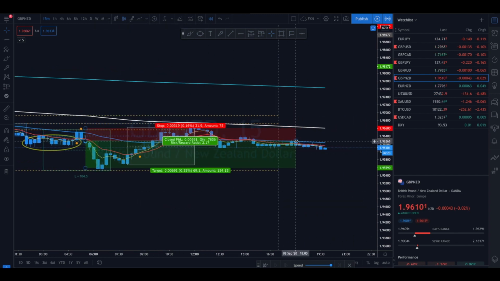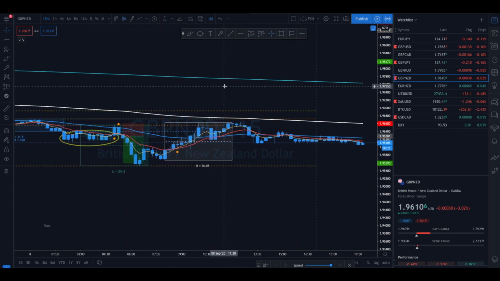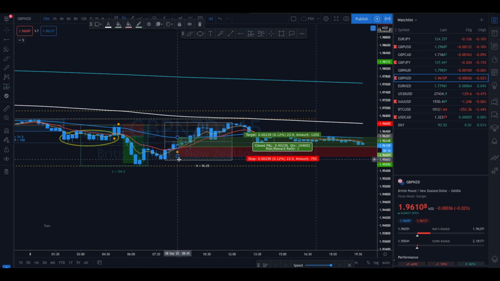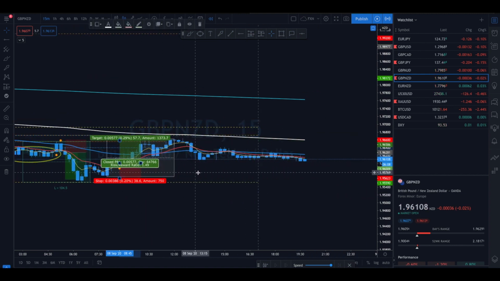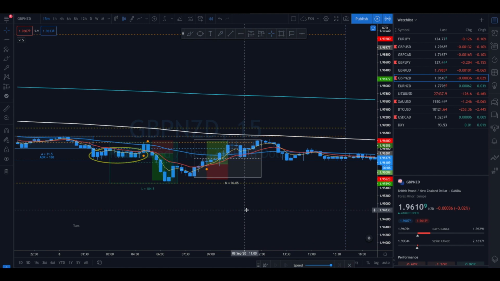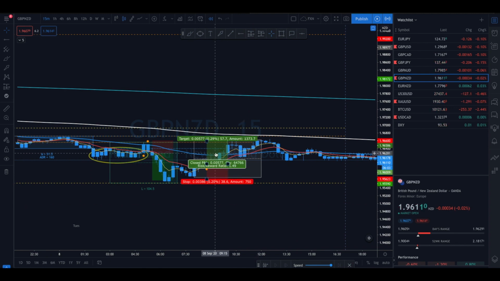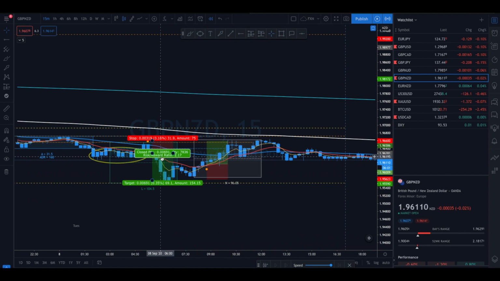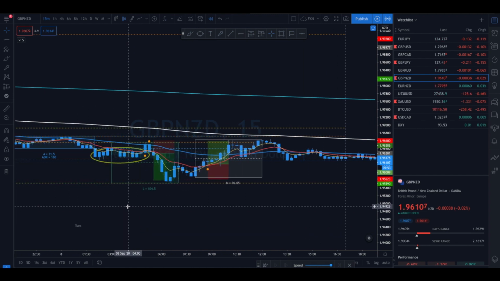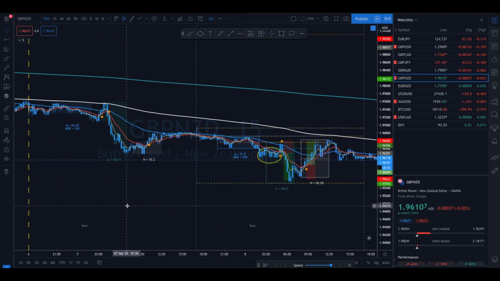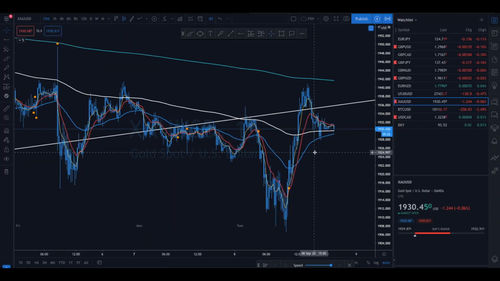a 2-to-1 during London, and then a reversal during the New York session, and that's a 1.5 to 1 risk to reward ratio. So 56 pips or so, and say about another 70 from the London session. So not a bad day to trade pound NZD. Let's take a look at gold.